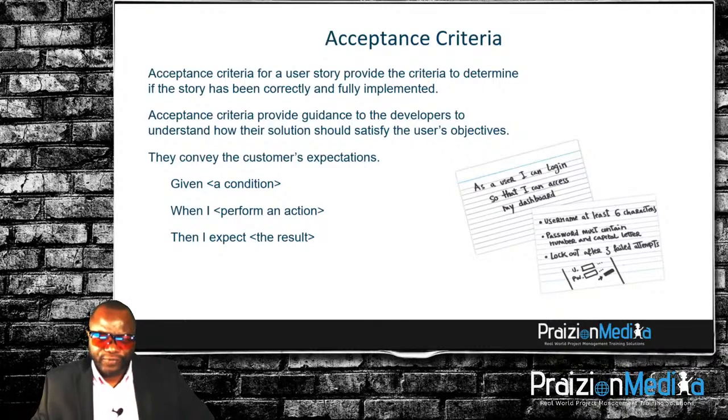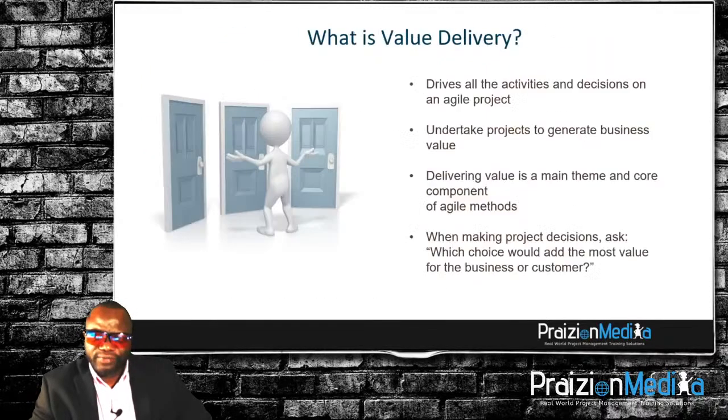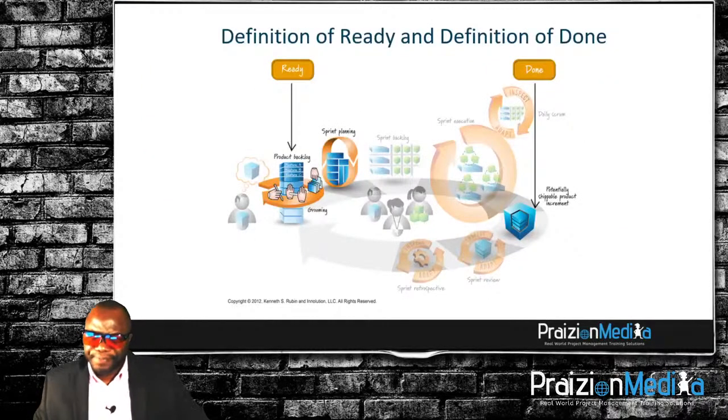We could use all sorts of formats. It's not the only one, but the idea is when you get a user story, you want to get to a point where that user story is actually ready to go into the sprint. So we have something called the definition of ready and the definition of done.